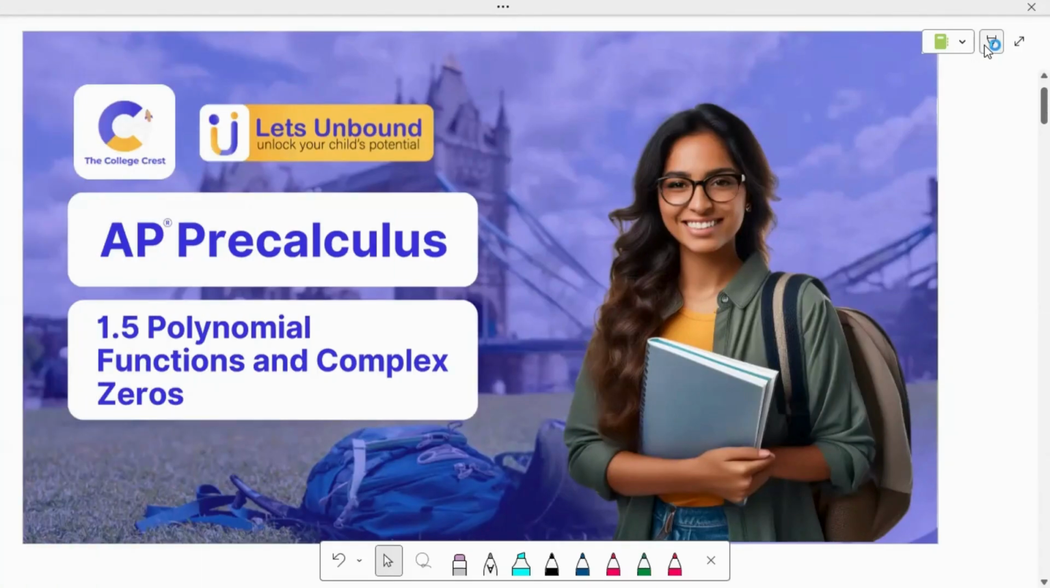Yes, we are at 1.5 of this series, concept plus 3-tier problem solving. So 1.5 is all about polynomial functions and complex zeros.